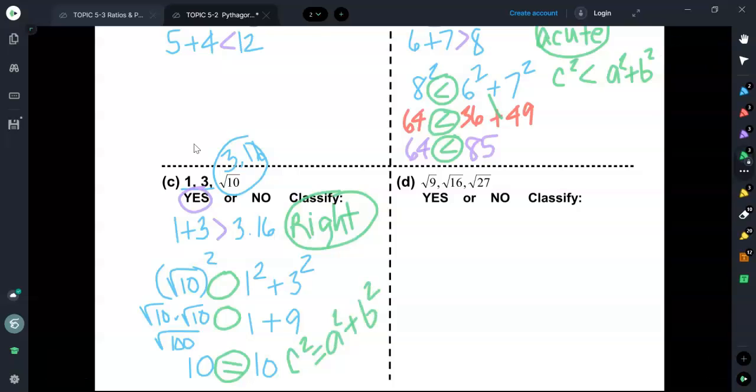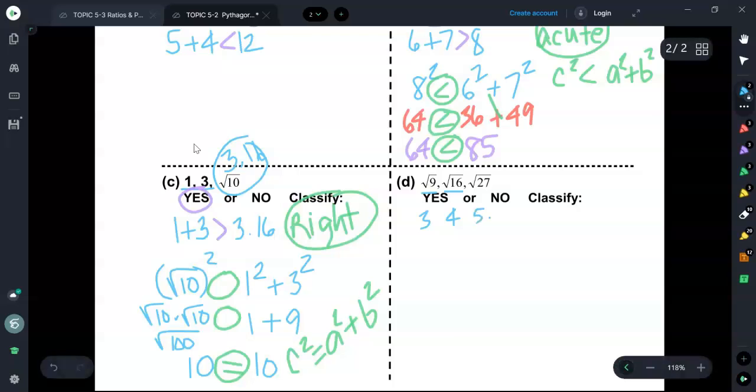So let's look at the last one. What are my two small sides? Square root of 9 and square root of 16. And we can actually simplify these. What is square root of 9? It's 3. Square root of 16 is 4. And then we have the square root of 27, which is going to be 5.1, 5.2, something like that. So these are your two smallest.